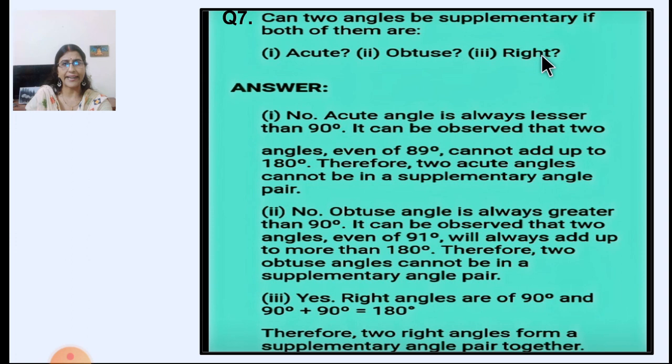Now next is right. Right, yes, because a right angle is 90 degrees, and 90 degrees plus another 90 degrees will make it 180 degrees. So therefore, two right angles form a supplementary angle pair together.